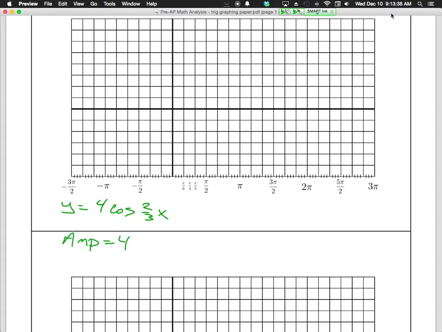Alright, what else do I want? Period. How do we find the period? 2 pi over b. So in this case, I've got 2 pi, and my b in this case is 2 over 3. How do we handle that? Multiply by the reciprocal of your denominator. So it's going to be 2 pi times 3 over 2. So what do we end up with? 3 pi.